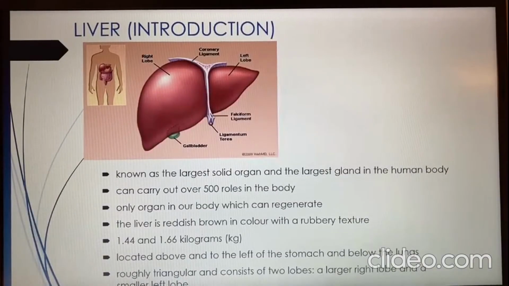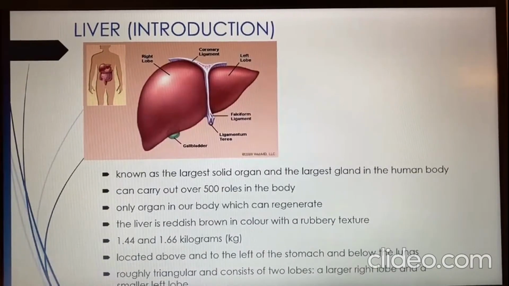Based on the previous video, I've chosen the organ liver. So now I will explain a bit regarding the liver. The liver is known as the largest solid organ and the largest gland in the human body. It can carry out over 500 roles in the body. The liver is the only organ in the body which can regenerate. This means that the liver can grow.